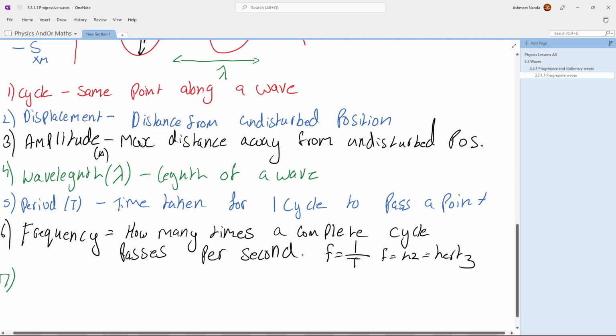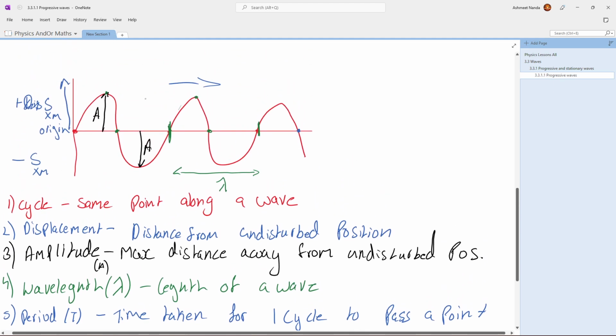Our next thing is phase. Now this is the most confusing out of everything. A phase is a measurement of the position of a certain point along the wave cycle. Okay, now what this means is, let's say we had the wave continuing, so we had that going up and then back down like that. Now that's our one cycle, right?